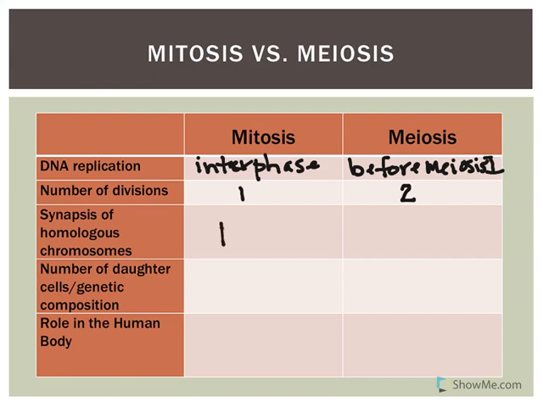In mitosis, for synapsis, I'm going to say not applicable. There's no synapsis of homologous chromosomes, but you do have it in meiosis. So yes, and you get crossing over. That is what introduces genetic variation.